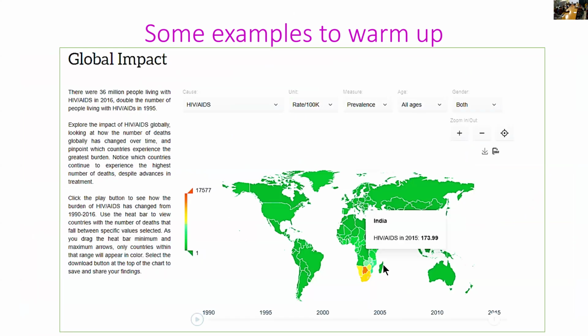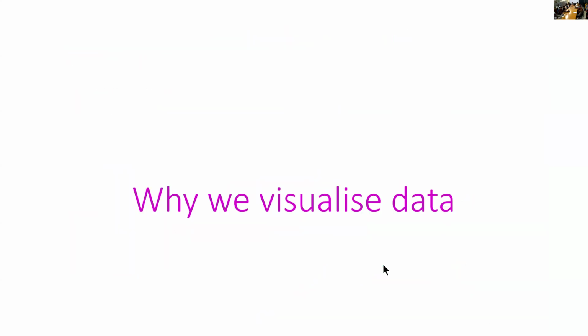The last graph which I want to show, unfortunately, I can't play it live, but if you go to the Global Burden of Disease website, this is a graph looking at HIV in India and globally. Again, green is low and red is more, and red is the highest in southern Africa. But if you play the graph here, it will show you from 1990 to 2015 how the colors keep changing. So you can look at the changing trends over time. So that is data visualization.